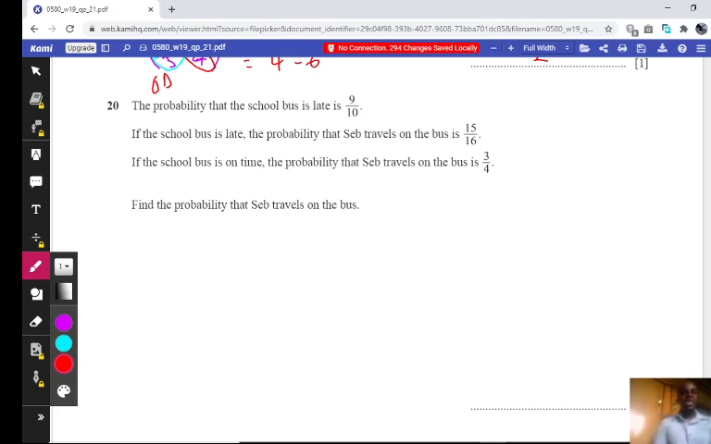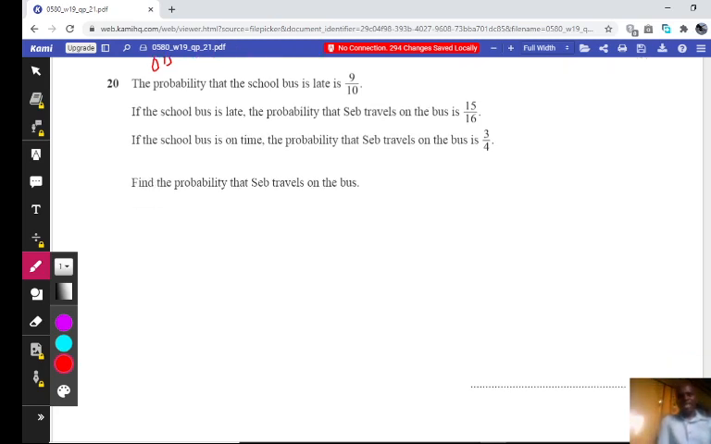Find the probability that Seb travels on the bus. This one, you just want the probability that Seb travels on the bus. There are two conditions. It's either the bus was late and he traveled on the bus, or the bus was early and he traveled on the bus. Those are the two conditions in this case. You get it? The easiest way of working this out is to use a tree diagram.